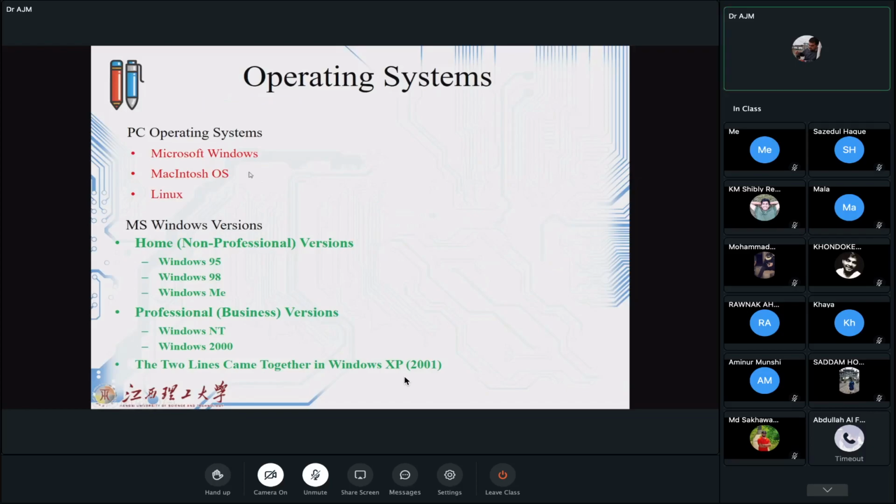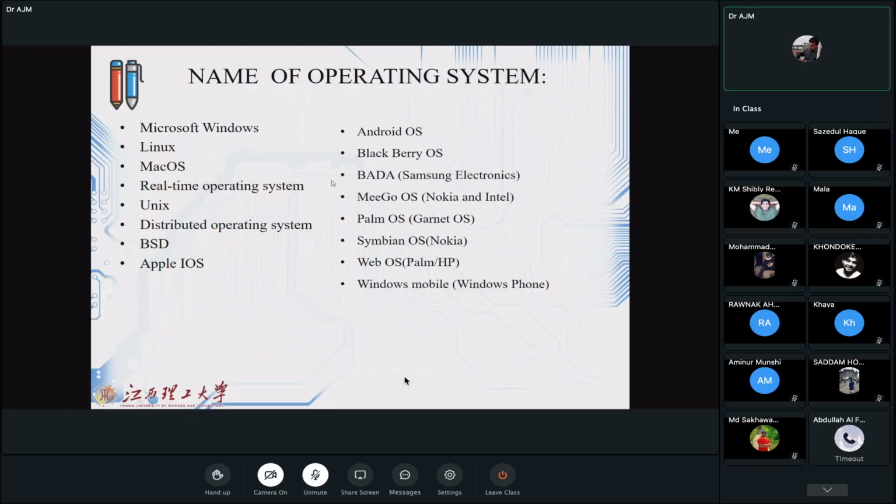Suppose if I were to name PC operating systems, we had Microsoft, Mac OS, and Linux. For MS Windows versions, we have home, professional, business, and non-professional. Suppose Windows 95, 98, ME, XP, like that. And for professional users, we had Windows NT and Windows 2000, which were different from each other.